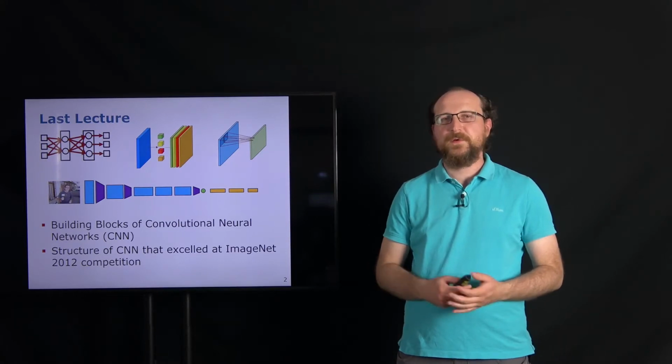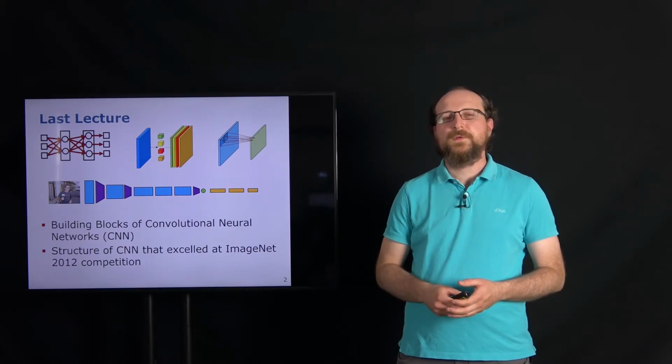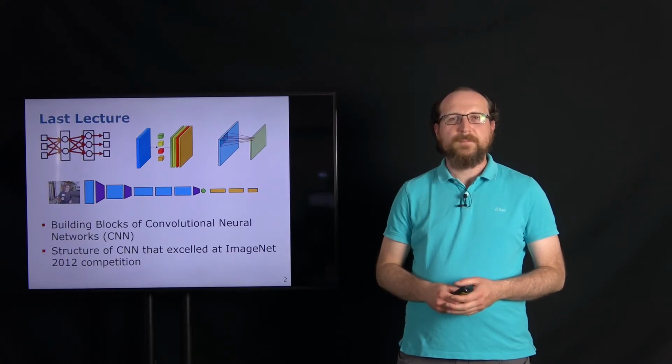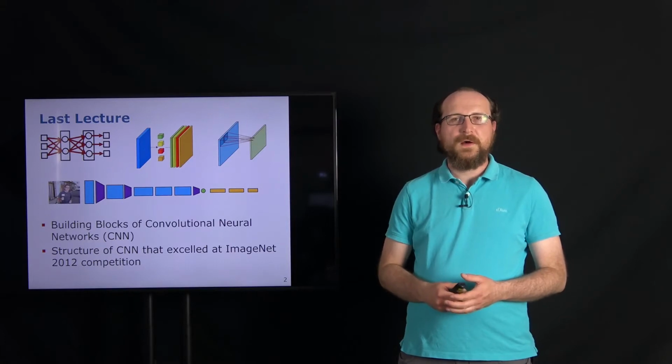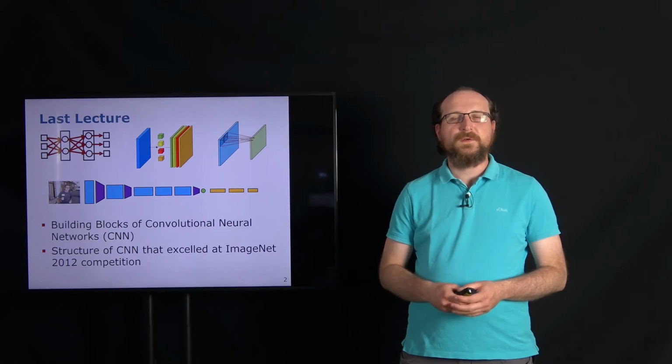In the last lecture we talked about building blocks for convolutional neural networks, which were essentially the convolutions, max pooling and fully connected layers. And we also talked about how these specifically excelled at the ImageNet 2012 competition and really showed that convolutional neural networks are a method to achieve very good results on this very challenging data set.